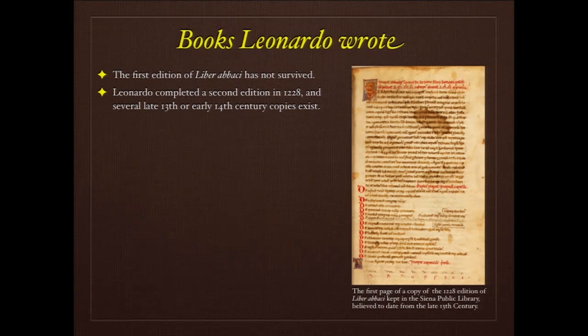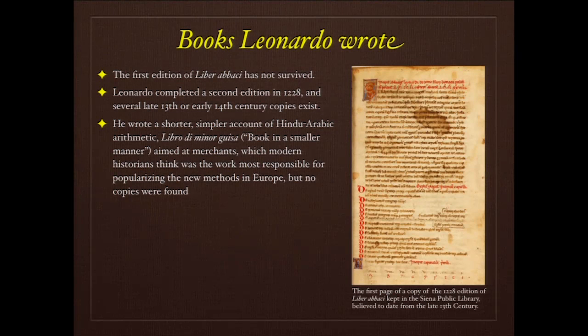So he writes a second version in 1228, and there's about 14 copies in existence, and 3 of them are complete copies. One in Siena, one in Florence, and one in the Vatican Library. We also know from things he wrote that he wrote a second version, a smaller, simpler version, called Book in a Smaller Manner, aimed at the merchants.